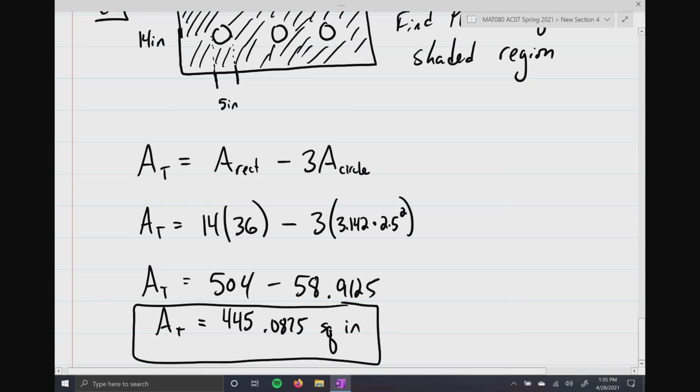Any questions? I like area problems a lot more than perimeter problems. I don't like perimeter problems. I find them boring, but that's just me. So, do you have any further questions?